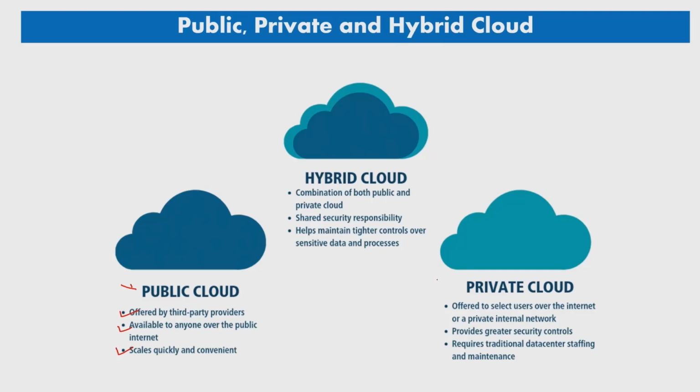Next is a private cloud. Private cloud is offered to selected users over the internet or a private internal network, provides greater security controls, and requires traditional data center staffing and maintenance. And the third one is called the hybrid cloud, which is a combination of both public and private cloud. It is a shared security responsibility between the public and private environment, and it helps maintain tighter controls over sensitive data and processes.